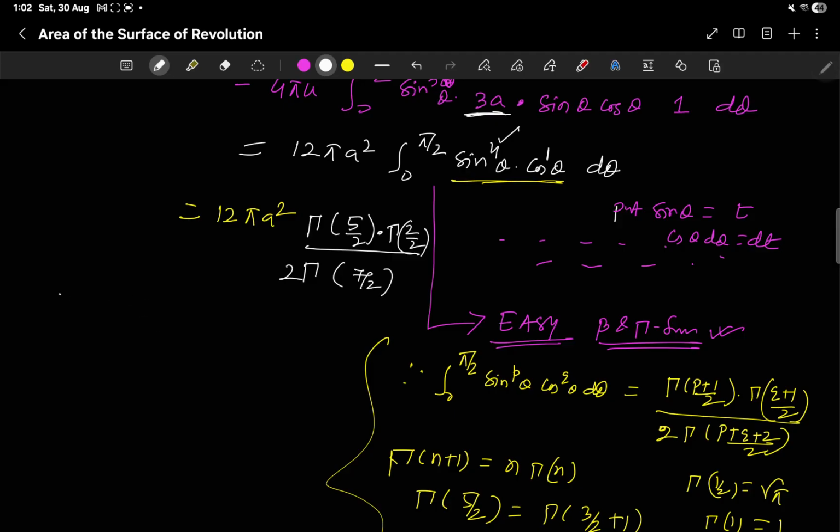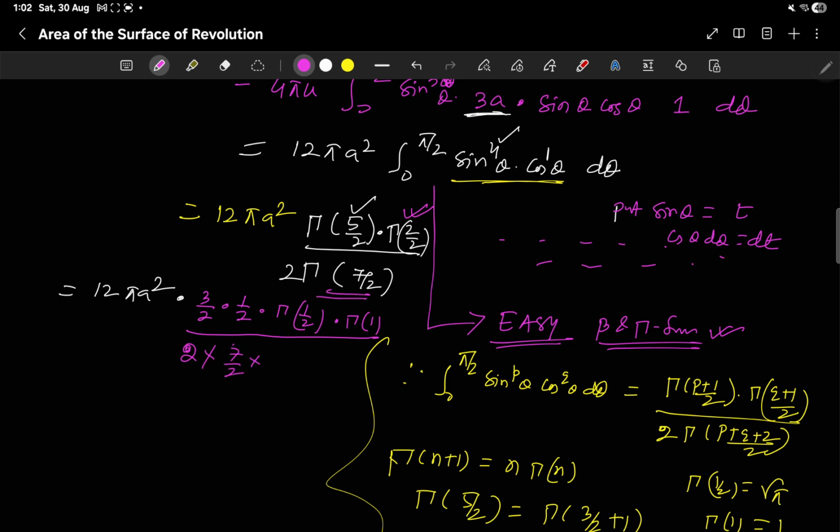So this will be 12πa². Gamma 5/2 will be 3/2, then 1/2, then gamma 1/2. Then this is gamma 1, divided by twice gamma 7/2, which will be 5/2, decrease by 1, 3/2, then 1/2, gamma 1/2. What is the value of gamma 1? Gamma 1 is 1.